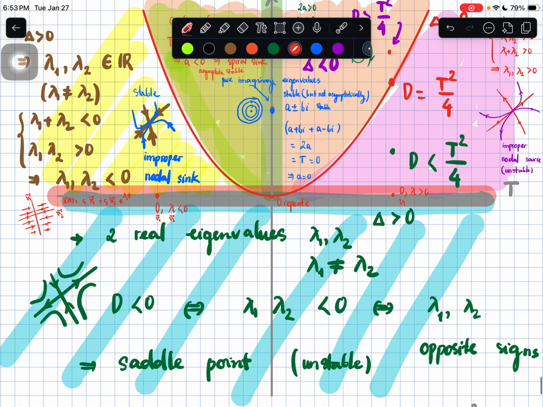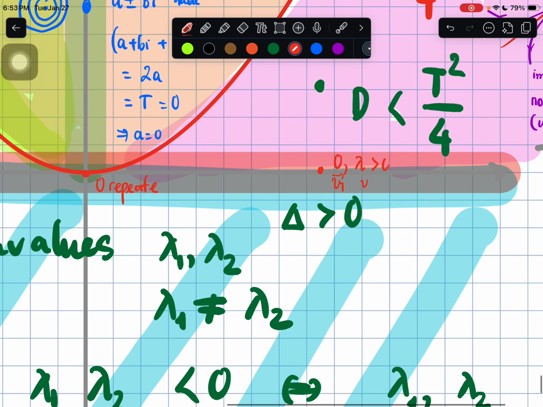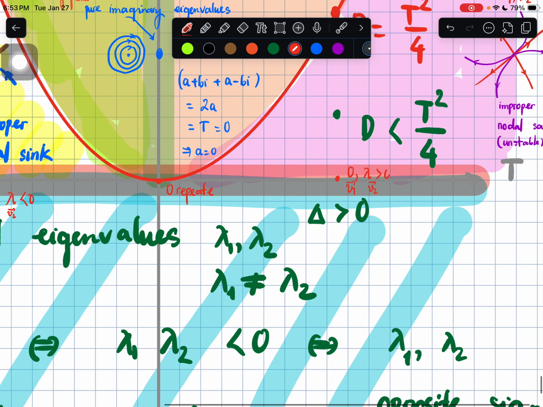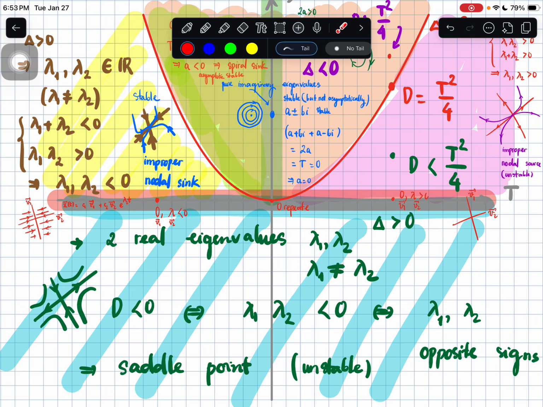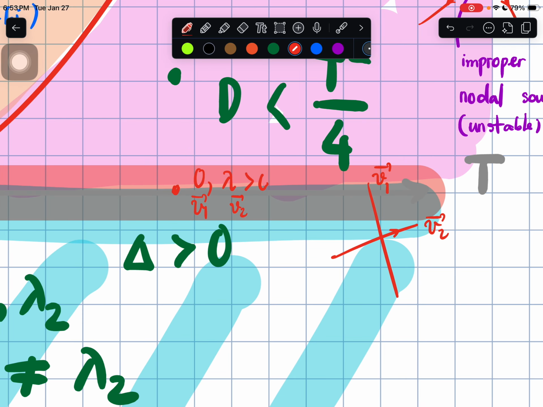The other side will look like this. We have v1 and v2. v1 gives us this line, v2 here. The general solution is c1 v1 plus c2 v2 e^(λ2 t), but this one goes off to infinity when t tends to infinity, and when t is negative infinity we already have this, so everything goes outward from that, parallel to v2.